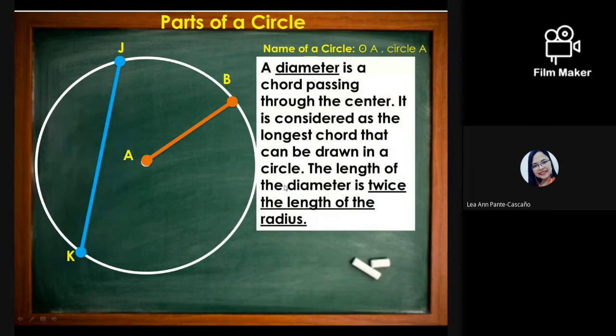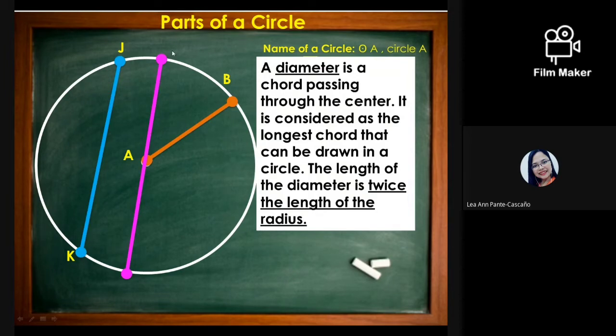Then let's have a diameter. A diameter is a chord passing through the center. It is considered as the longest chord that can be drawn in a circle. The length of the diameter is twice the length of the radius. So let's have this segment. Kung papansin po, dumaan siya sa center. Sabi daw po dyan ng diameter, siya yung chord na nag-pass through sa center ng ating circle. Kasi sabi po na ang diameter is also special kind of chord, kasi siya lang po yung dadaan sa center at siya rin yung longest chord na meron sa circle na pwedeng i-draw natin sa circle.